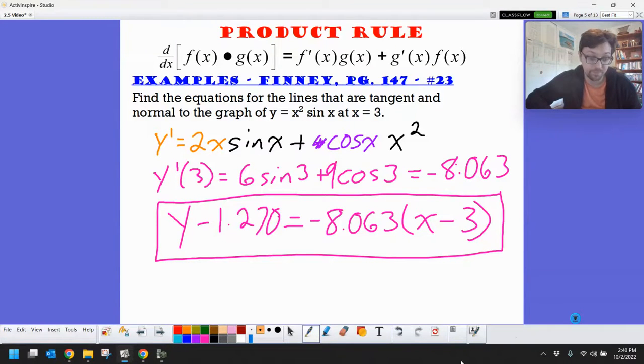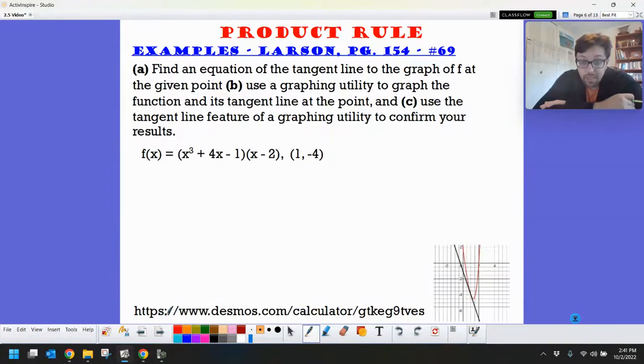Bosh. In this example, I've done a little bit out of order. It asked me to graph the equation and its tangent line. I did that already, so there it is. That's what we're trying to create. We want to find the equation of the tangent line at that point. Finding the tangent equation requires a point and a slope.